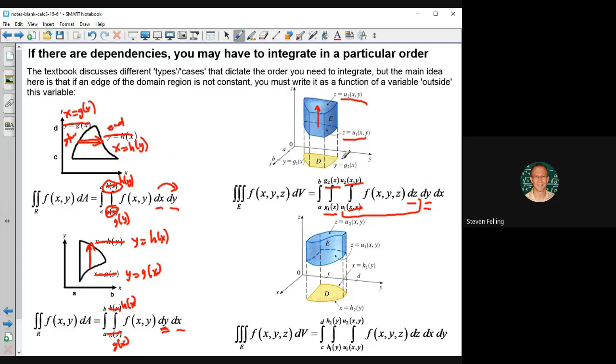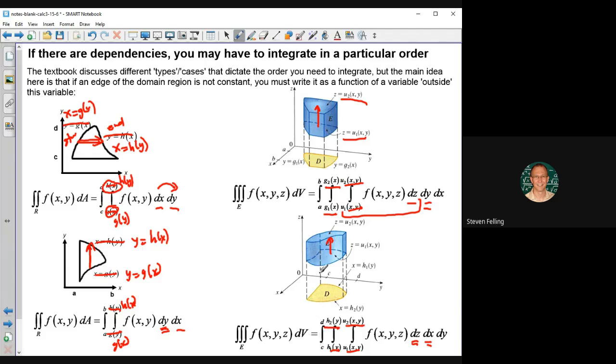Right? On the other hand, if we decided to do z first and integrate in this direction, then these limits of integration could be functions of x and y. But if we decide to do x next, then these limits of integration could still be functions of y because we haven't integrated y yet. And finally, y would be a functional constant.